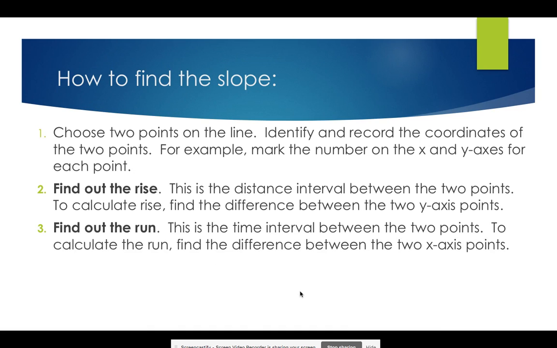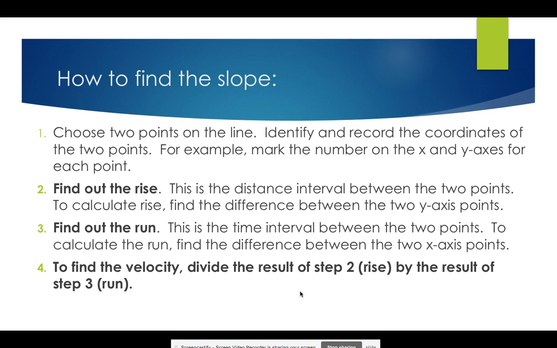To find the run, we are simply going to find the time interval between the 2 points. So how much time passed between my 2 x-axis points? This is called the run. Number 4 is to find the velocity. So we're going to divide the rise by the run, and this gives us our slope or our velocity, how fast that object is moving.